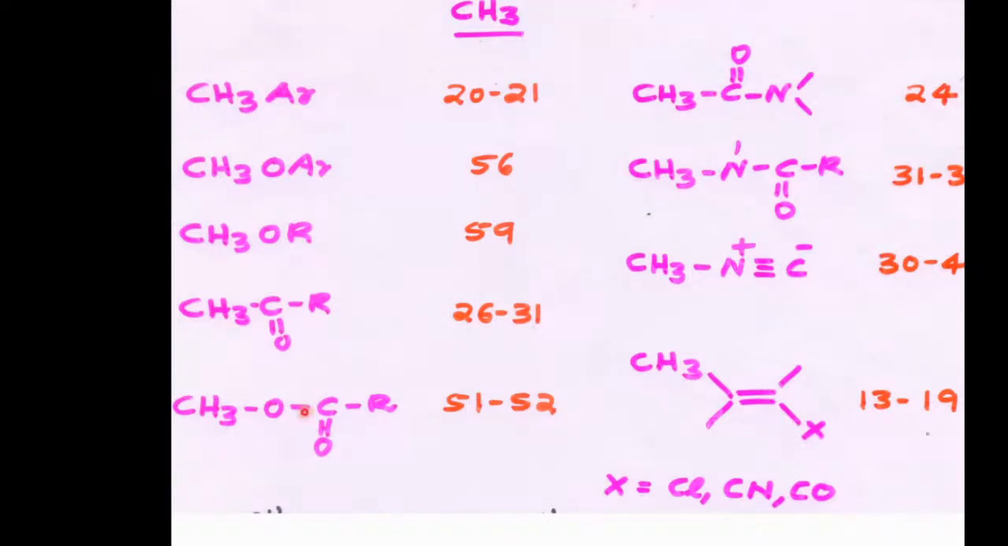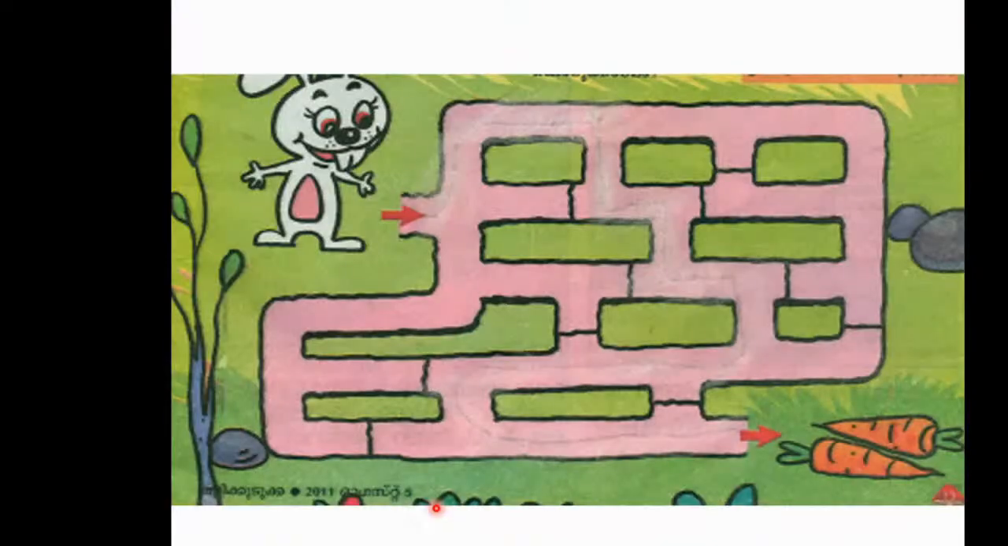So I think one need not know the exact chemical shift, but if one knows the approximate range, one can work out and solve the structure. So structure determination is something like this. We need to find the way, like a rabbit needs to find the way to reach the carrot.